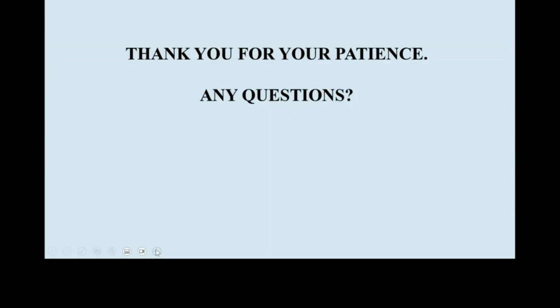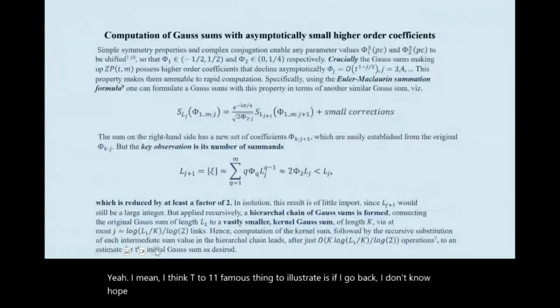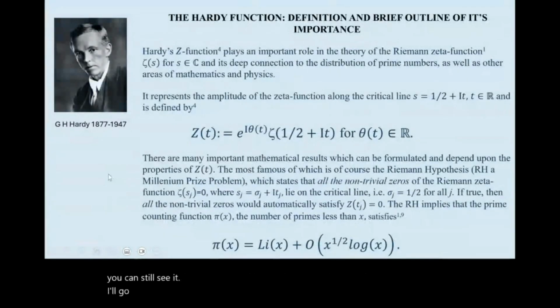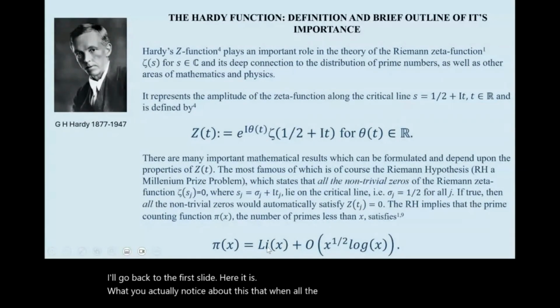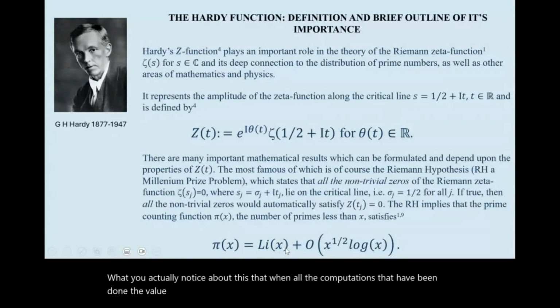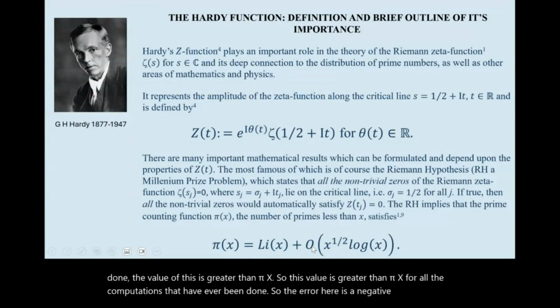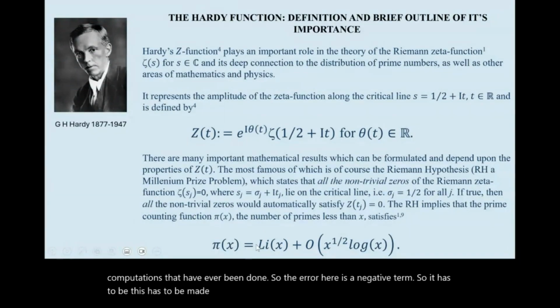Yeah, I think one famous thing to illustrate this is if I go back to the first slide. I hope you can still see it. Yes, we can still see the slide. Here it is. What you notice is that in all the computations that have been done, the value of this is greater than pi x. So the error here is a negative term, and this has to be made smaller to get the agreement.